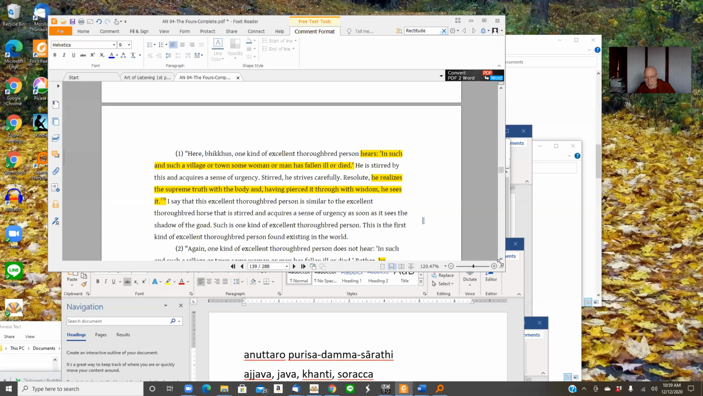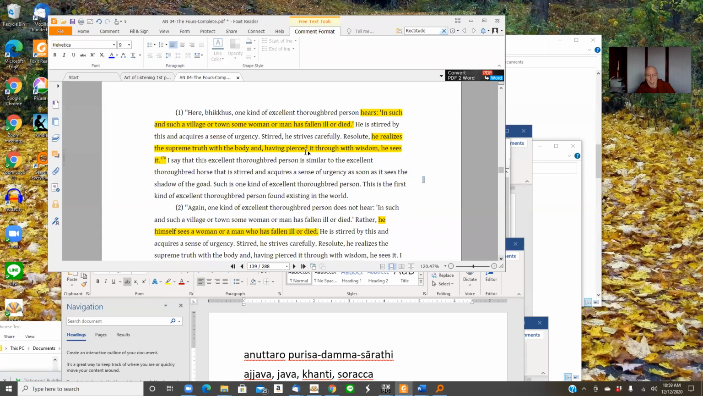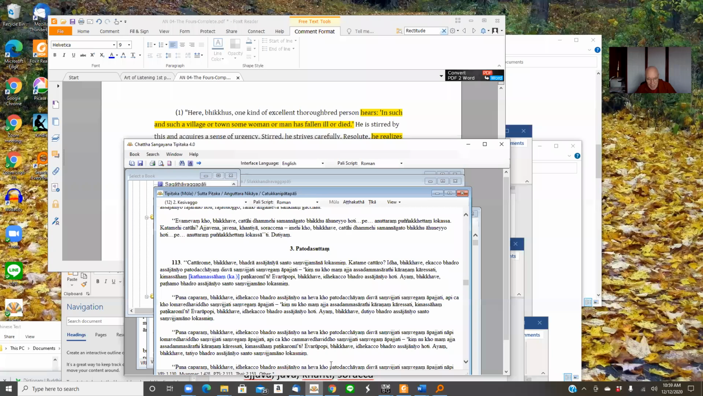And then what continues, when he's stirred by a sense of urgency, then he strives carefully and thoroughly. And then through the striving, he realizes the supreme truth with the body, and having pierced it with wisdom, he sees it. Yeah, we can take the Pali here. It's quite interesting.